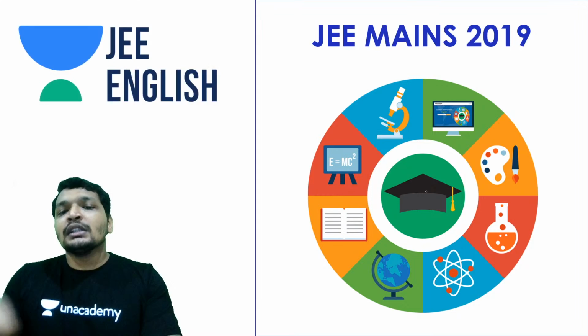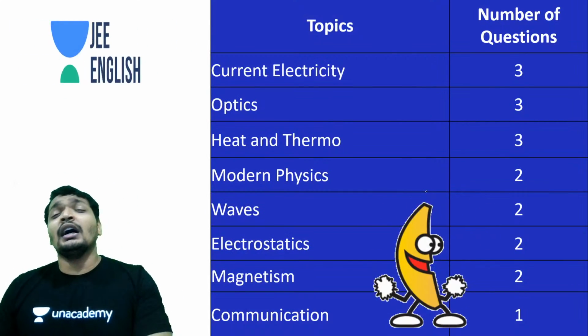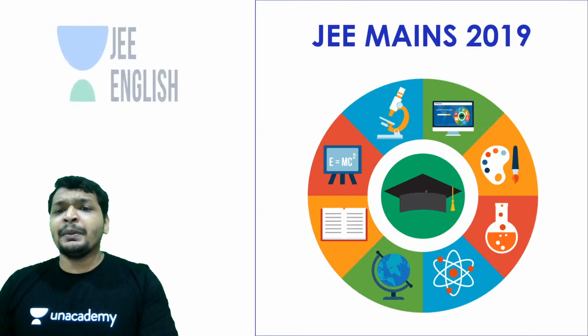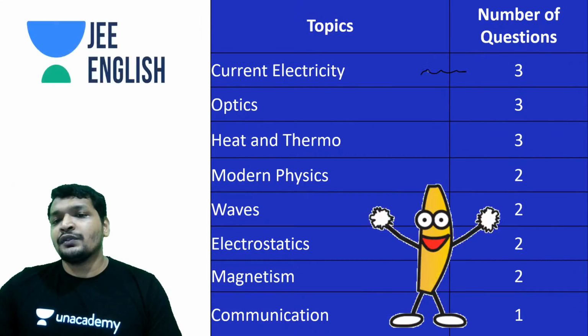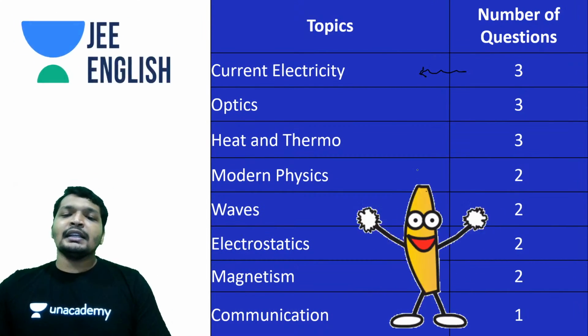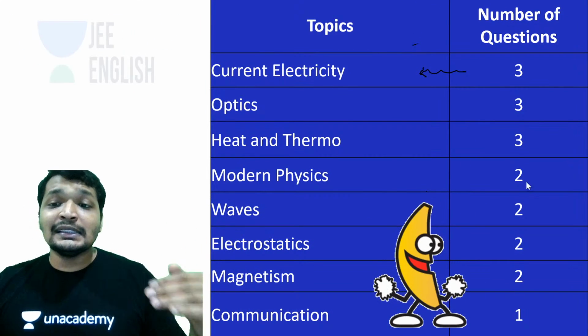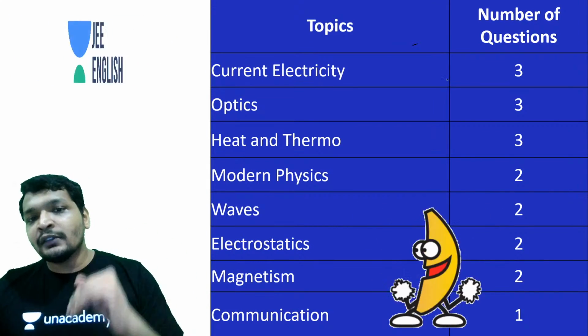So let's do a thing. Let's move out of this COVID arena and move into 2019 paper analysis, 2019 Mains paper analysis. So 3 questions were asked from current electricity. See, this guy is dancing over here. That means these are some topics that you want to do, and it is quite easy. This is divided into subtopics. Again, everything will be divided into subtopics.